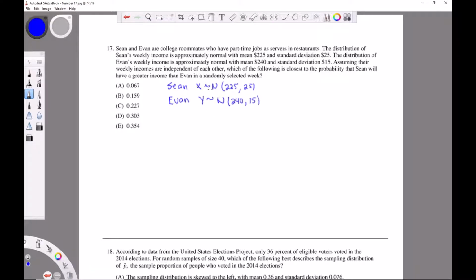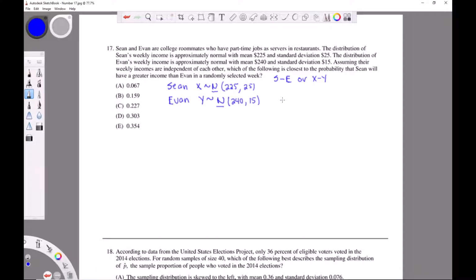All right, if we're going to combine these two things and they're both normal, then the combination will also be normal. So assuming their weekly incomes are independent, which of the following is the closest to the probability that Sean will have a greater income than Evan? Well, if we're trying to see who's got more or less, we need to base this on a difference. So let's say this will be Sean minus Evan, or X minus Y. So we need the new distribution for X minus Y.